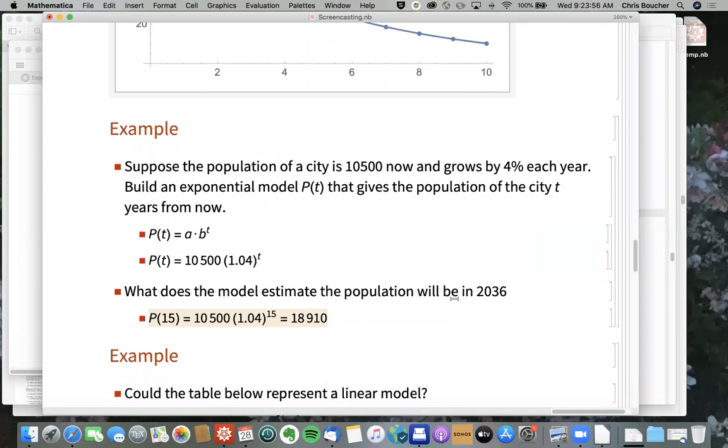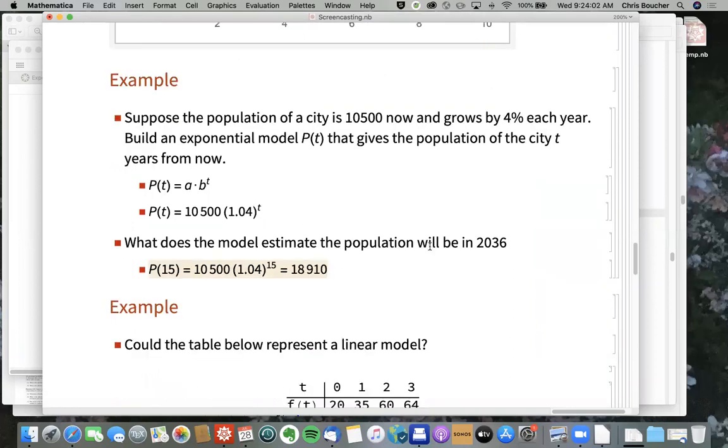So we can build a model. Once we have a model, we can estimate the size of the quantity at any time, after any number of time units, just by plugging in.